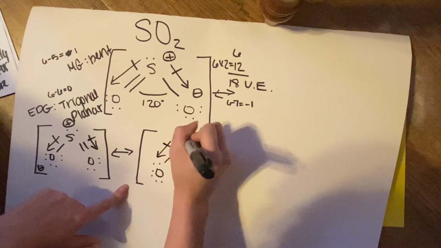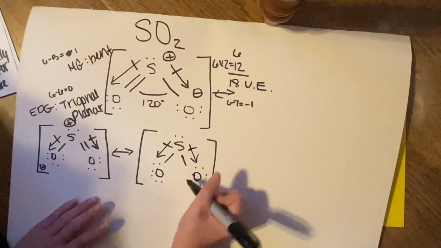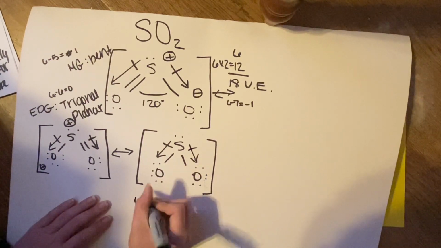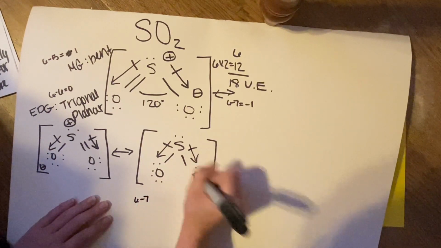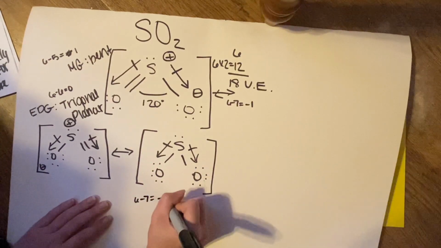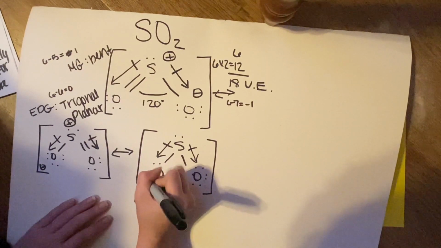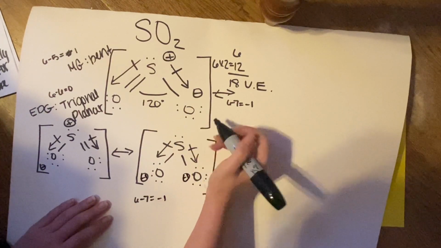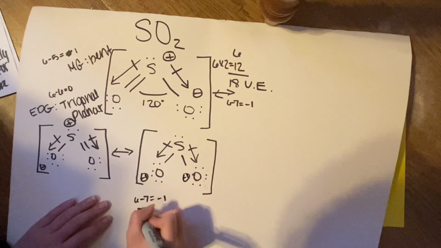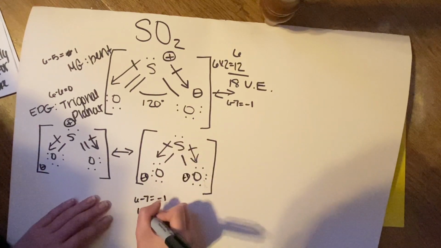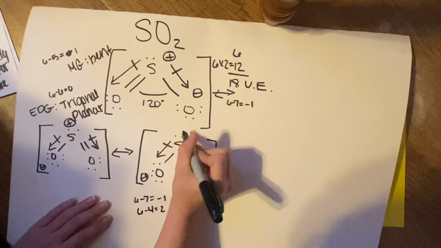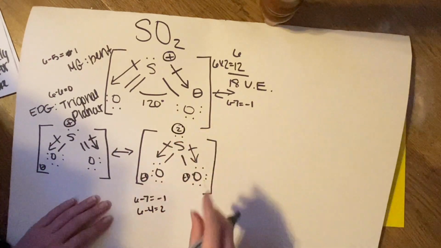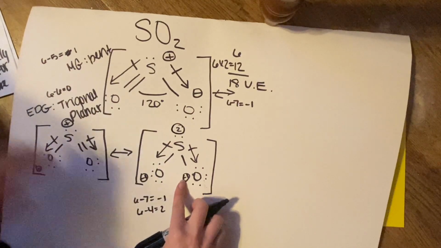Then we have our lone pair up here. This has 6 minus 1, 2, 3, 4, 5, 6, 7. And that's going to be the same for both of these. So we're going to get a -1 charge for both of the oxygens. And then for the sulfur, it is going to be 6 minus 1, 2, 3, 4. And you get 2. But again, this is a very unstable form of this molecule.